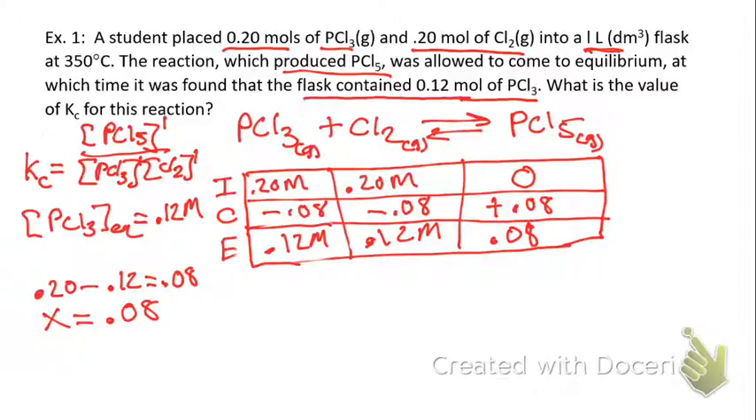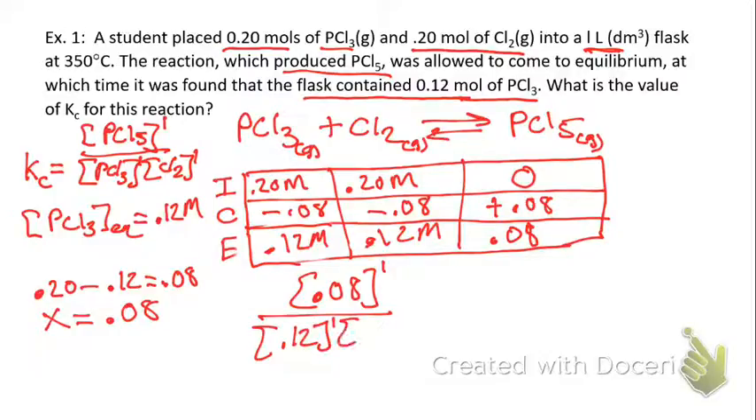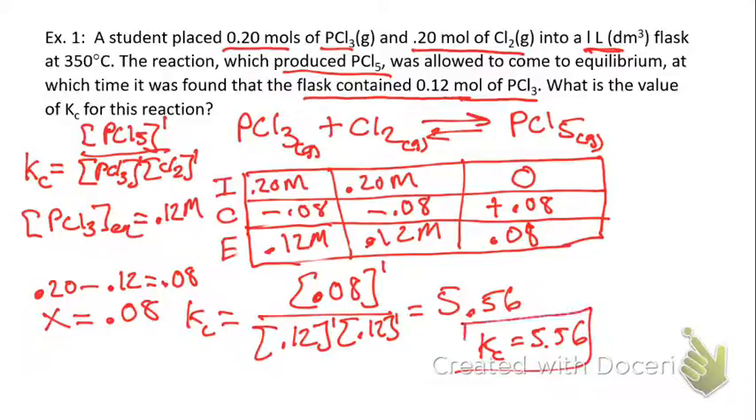So again, I'm going to take my product, which is 0.08 raised to the first power, divide that by 0.12 raised to the first power and 0.12 raised to the first power. I will then do the math, and I should get a Kc value. So Kc is equal to 5.56 if you do the math. It is greater than 1. So Kc, being as large as it is, should tell us that this reaction is product favored.